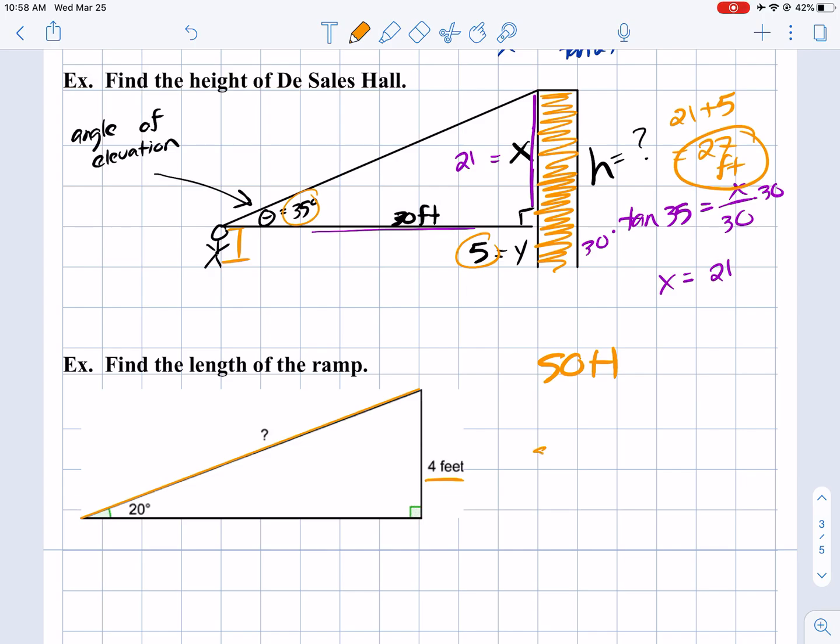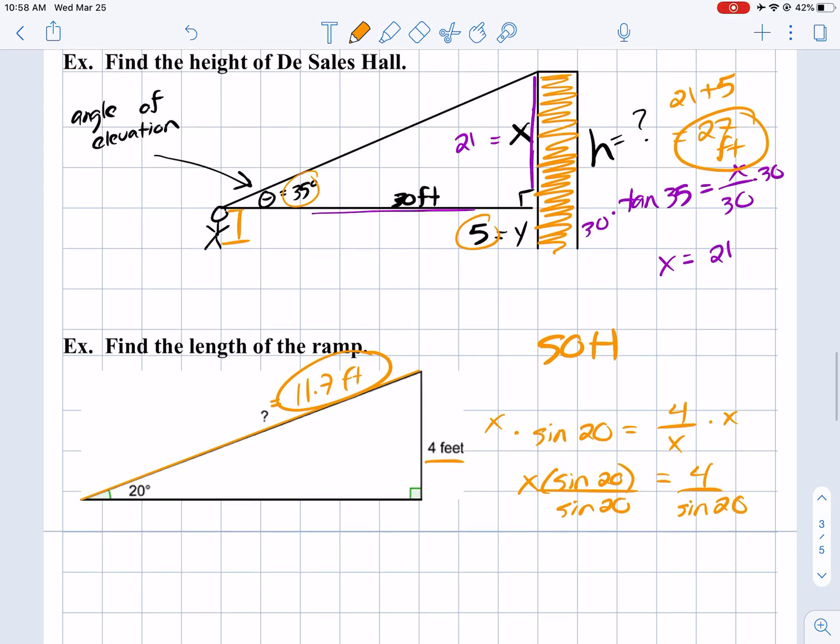Okay, your ratio should have been the sine of 20 equals the opposite side over x or h. Multiply both sides by x. You're going to need to divide by the sine of 20. When you punch that in on Desmos, your calculator, make sure you're careful with parentheses. You would have gotten a height of 11.7 feet. Okay.